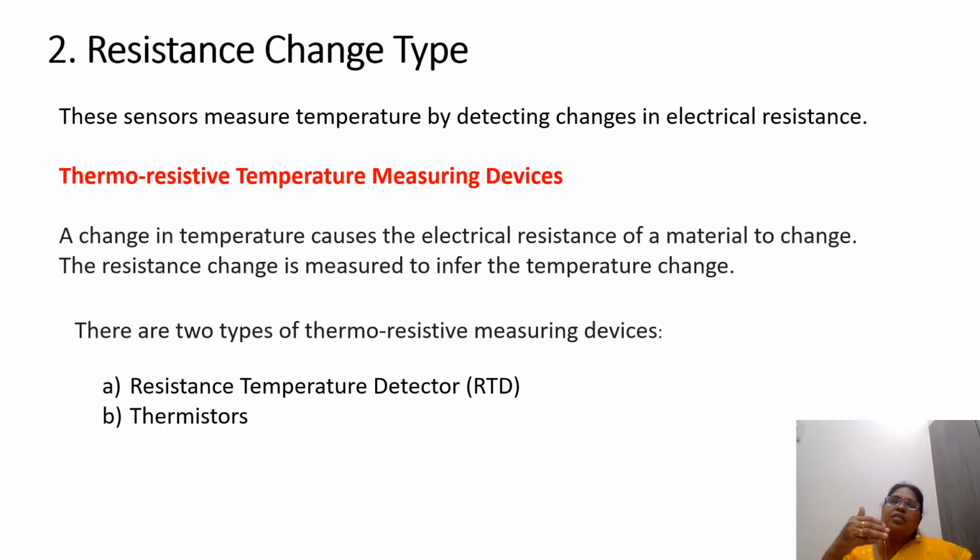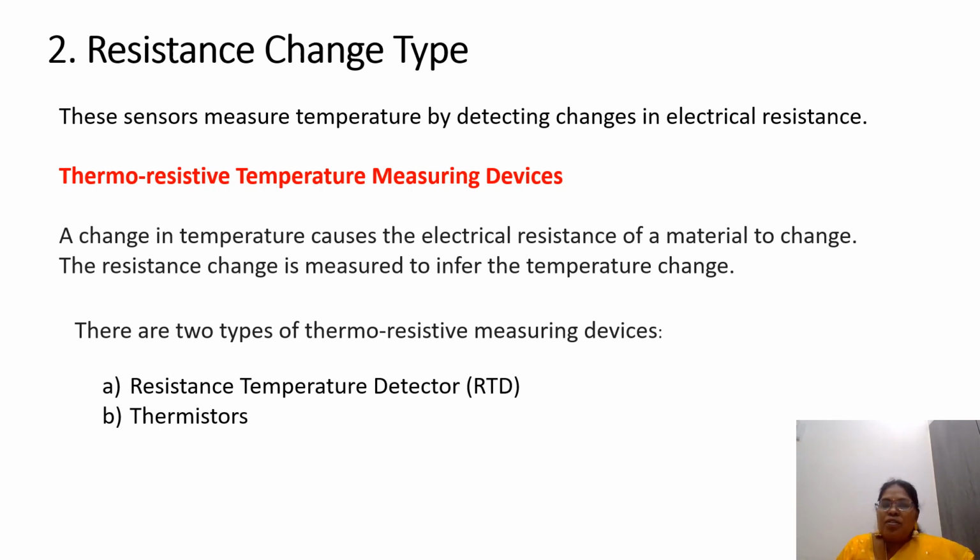So these are the different methods for material expansion: solid, liquid, vapor and gas. The next type is the resistance change type. In the name itself we can understand that as the temperature changes, there is a change in the resistance. How much the resistance changes will be calibrated into a temperature.